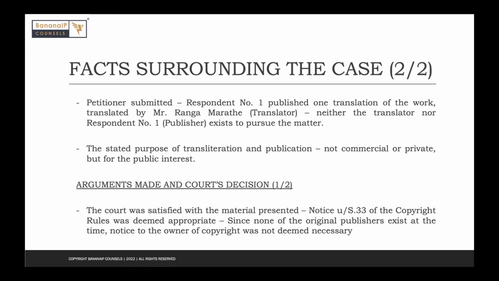The stated purpose of the translation as submitted by the petitioner was that they did not intend to make any commercial or private use of the translated publication, but this is solely for the public interest, since they intended to publish this Marathi translation for the public interest.